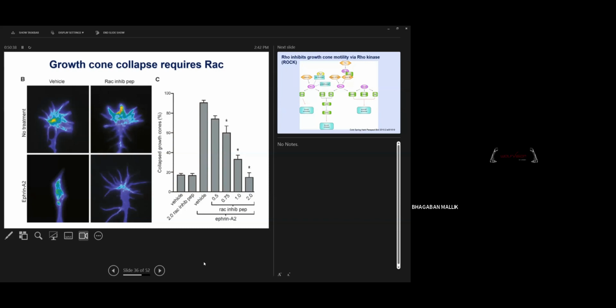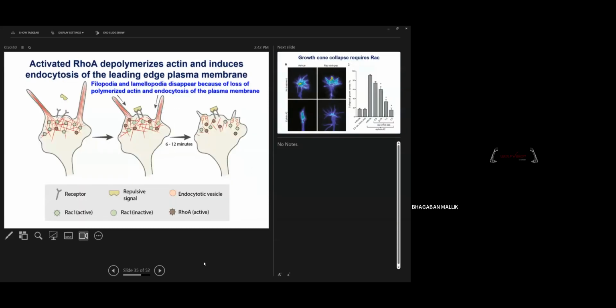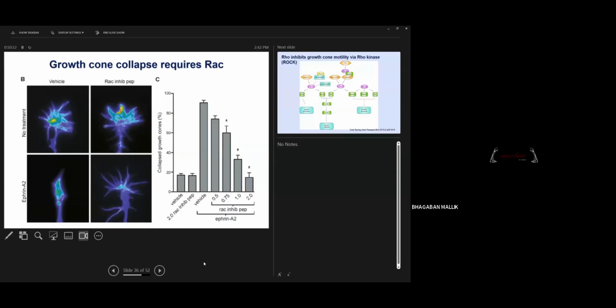So it forms lamellipodia, because if you look at this stage, the collapse of this growth cone requires RAC1. You can see that the RAC1 molecule becomes activated at the end stage of this development. So you can see more RAC1. Here, when they inhibited RAC1, you have less collapse of the growth cone.